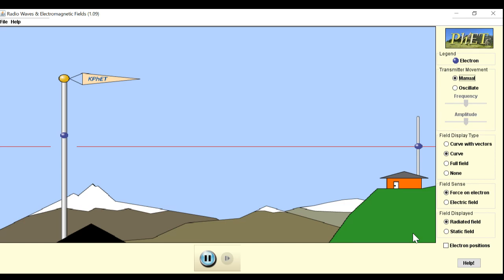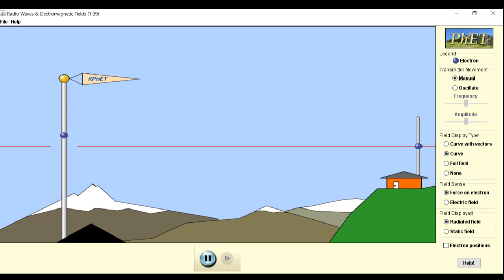Hi all, this is a short video I've made to show you how radio waves can be produced by oscillations in an electric circuit. Just to describe what you can see on screen, we have a situation here where a radio wave is going to be transmitted from a radio station on the left-hand side all the way to, for example, a house or domestic property on the right-hand side.